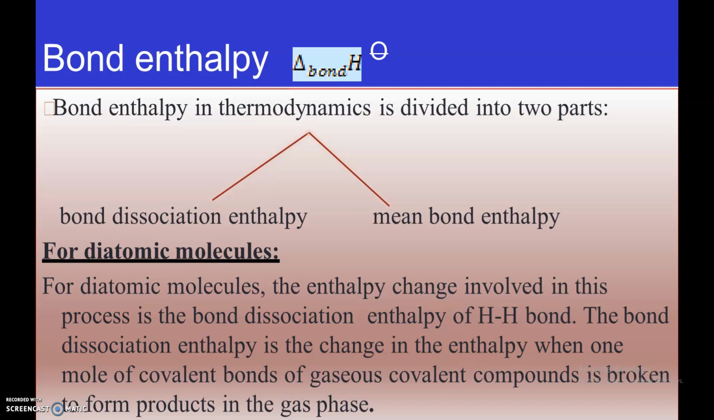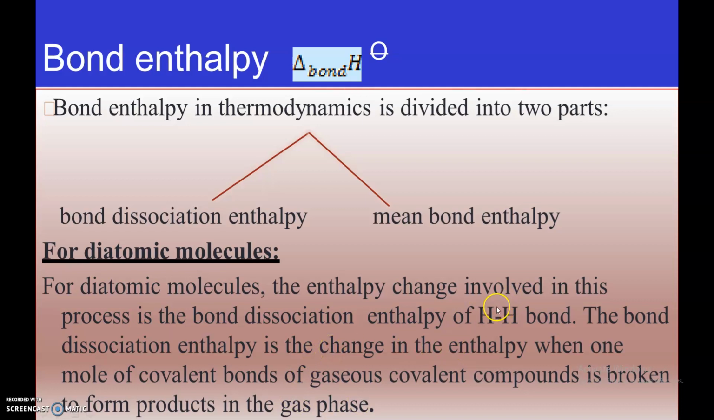We'll see what bond enthalpy is. It is denoted by delta bond H. It is of 2 types: bond dissociation enthalpy and mean bond enthalpy. For diatomic molecules, the enthalpy change involved is the bond dissociation enthalpy. That is, in a diatomic molecule, the bond will dissociate, break. It is the change in enthalpy when 1 mole of covalent bonds of a gaseous covalent compound is broken to form its products in the gas phase. So the reactant and product should be in the gaseous state.